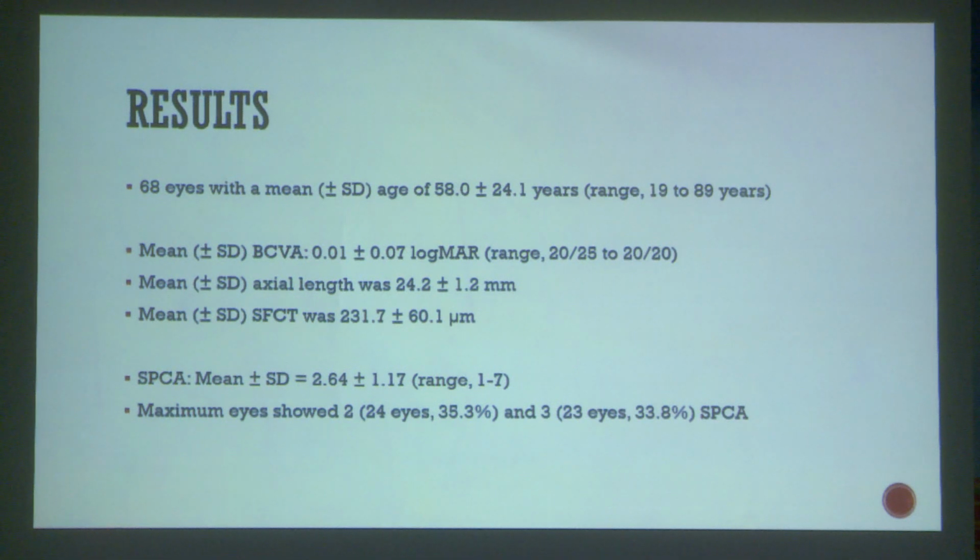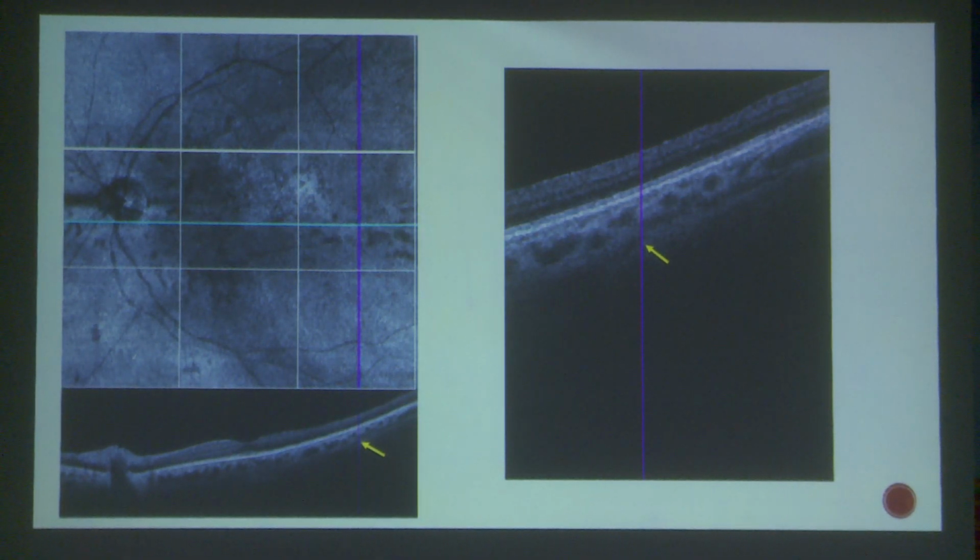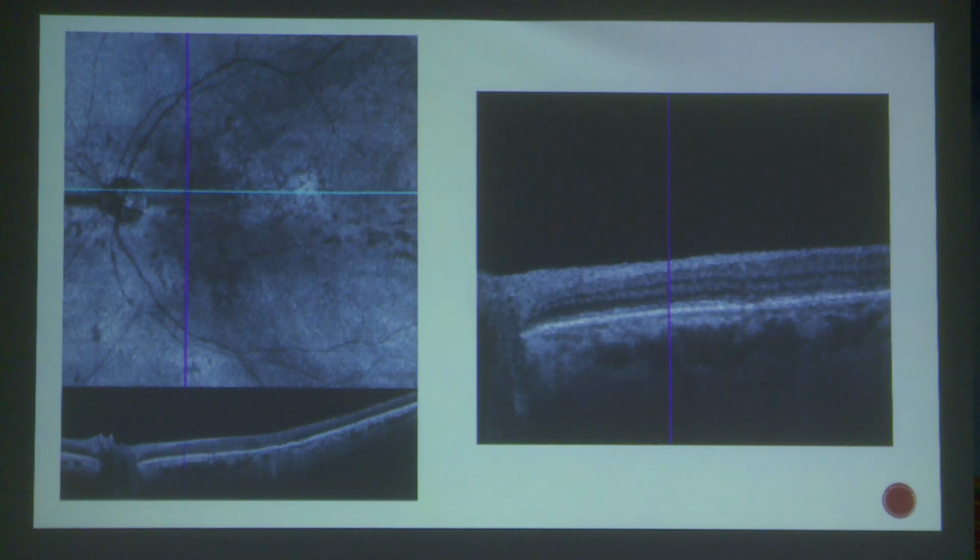A point to note was that the majority of the eyes, that is one third of the eyes, had only 2 SPCAs, and another one third had 3 SPCAs. This is a slide in which we can see the en-face image. In the temporal central sector, we can see that the SPCA entry site is seen clearly with the yellow arrow, and on the right side we see the magnified image which shows the site of the SPCA entry. Also a point to note that not all hyporeflective areas had SPCA entry sites, as we can see here in the lower OCT scan as well as on the magnified image on the right side.